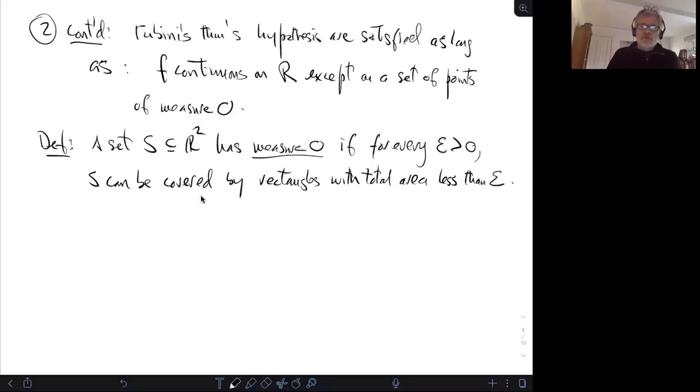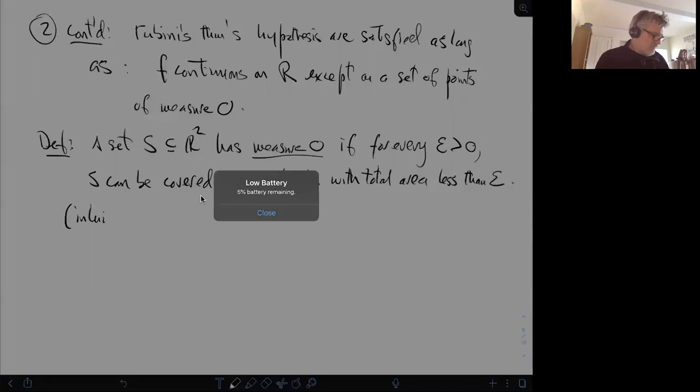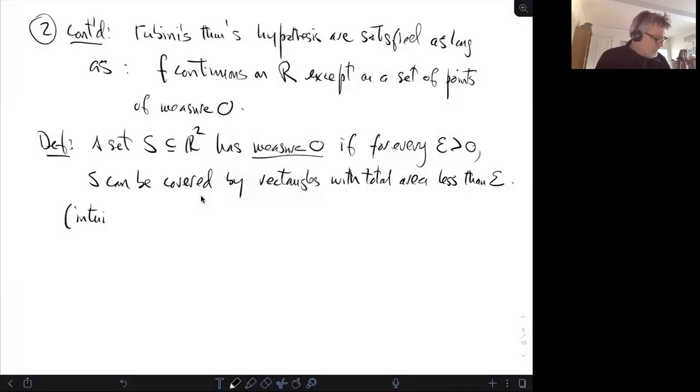Okay, so I'm going to show you intuitively what it means. S has area 0. Okay, here are some examples. A bunch of points, separated points, right? Finitely many points.